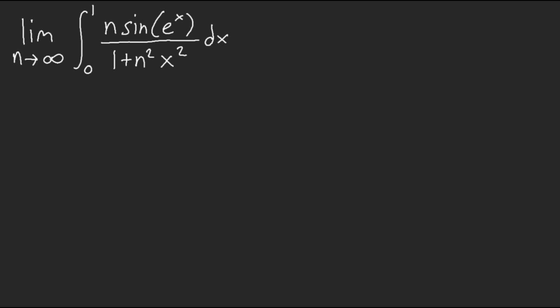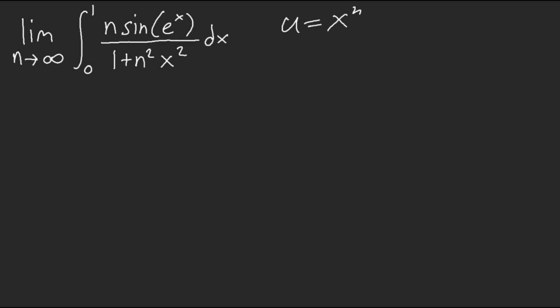We see that we have n at the front, well, not exactly in the front, but right here. And then we have the sine of e to the x, whatever this is. So what do we do? Do I just do this limit substitution? No, not always.